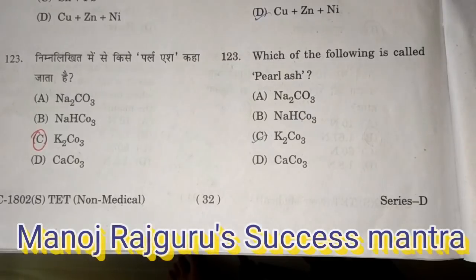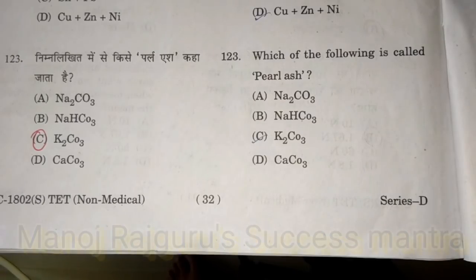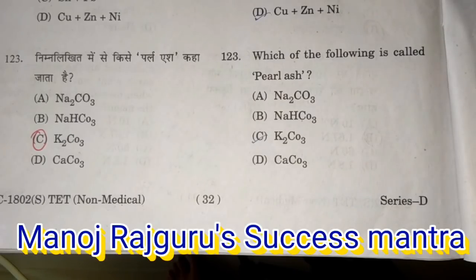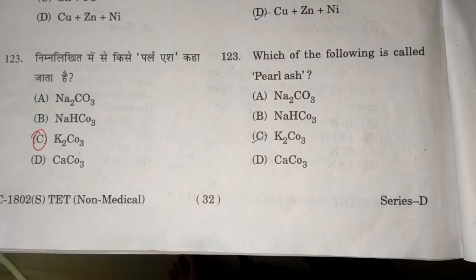Which of the following is called pearl ash? Option A Na2CO3, option B NaHCO3, option C K2CO3 and option D CaCO3. And the correct answer is option C K2CO3, potassium carbonate.